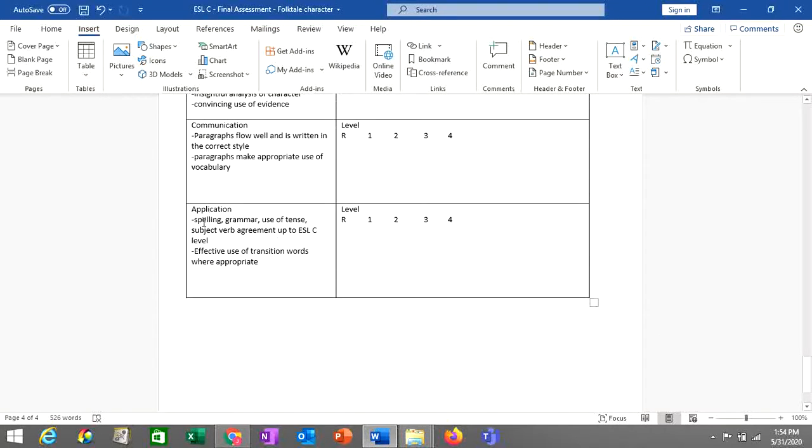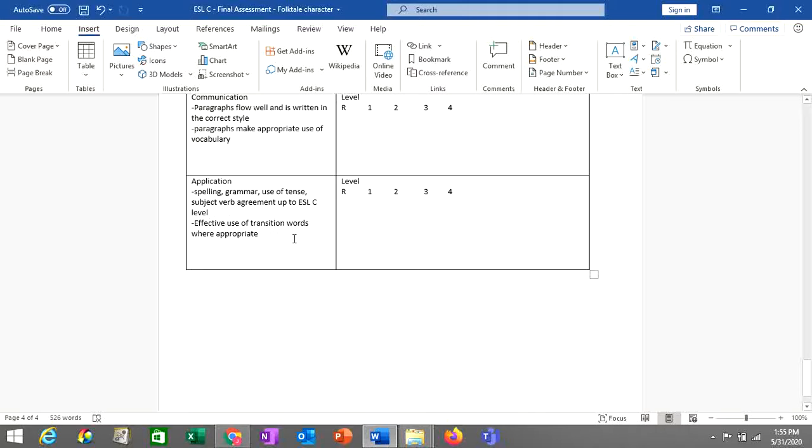Application, so usual, spelling, grammar, use of tense. So if you're writing about something that happens in the past, make sure you maintain past tense. Subject-verb agreement, so he walks or she walks and not he or she walk, right? You make sure that your verb walk matches up with the subject, he or she or they or we or I. And effective use of transition words where appropriate. So are you using your first, second, for example? Are you using those where they should go? And are you using them in the correct way?